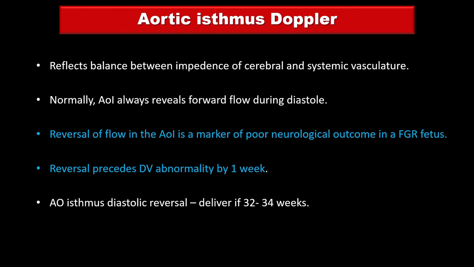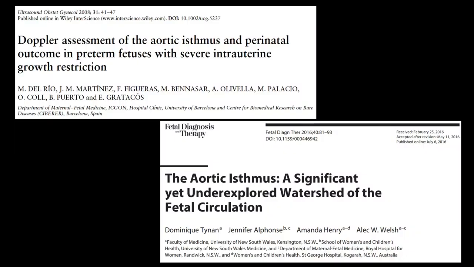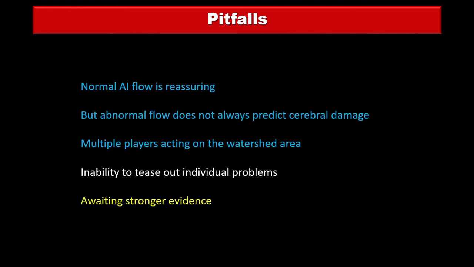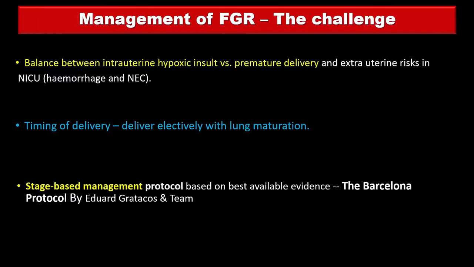And the reversal precedes ductus venosus abnormality by 1 week. But there are some pitfalls. The net reversal in aortic isthmus happens only after severe umbilical artery abnormality, and it is highly specific but not sensitive. So if we have normal antegrade flow in aortic isthmus, it is reassuring. But abnormal retrograde flow in aortic isthmus does not always predict cerebral damage, because there are multiple players acting on this watershed area, and it is difficult to predict which player is faulty. So aortic isthmus is actually awaiting stronger evidence to be used in daily practice.